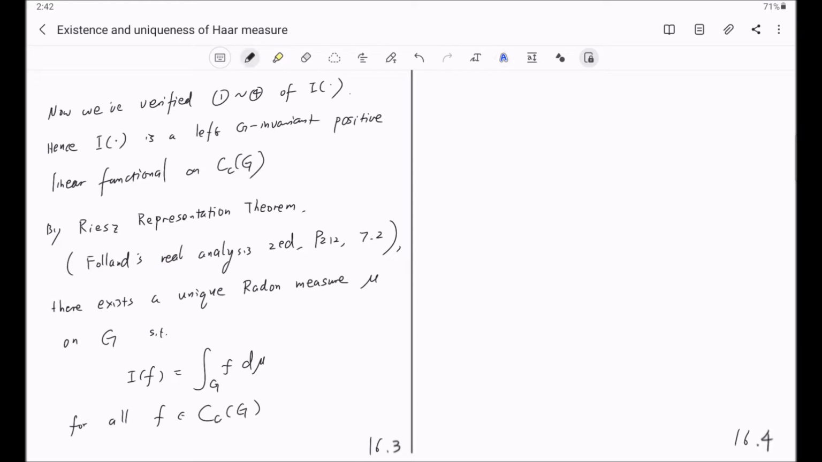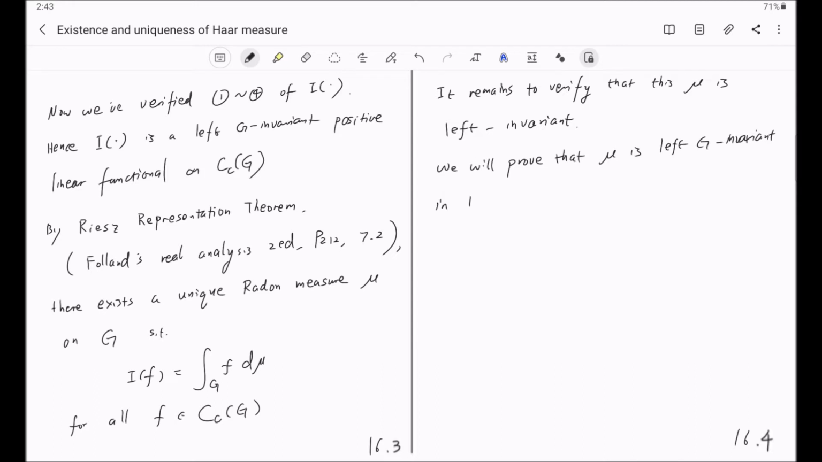Now, it remains to verify that this mu induced from the Riesz Representation theorem is left invariant. And we're going to prove this in two steps. First, for any U open in G, we'll prove that mu of xU is equal to mu of U for any x in G.